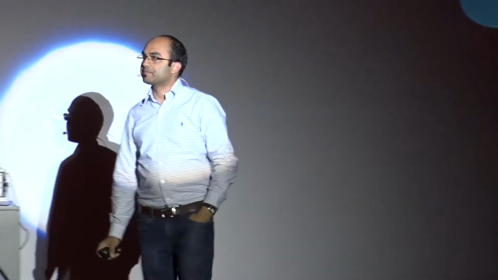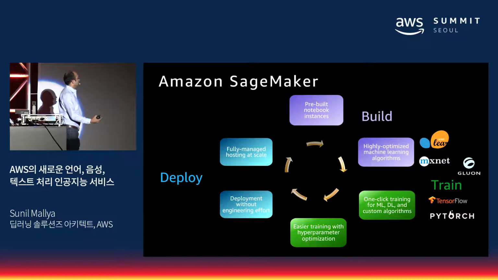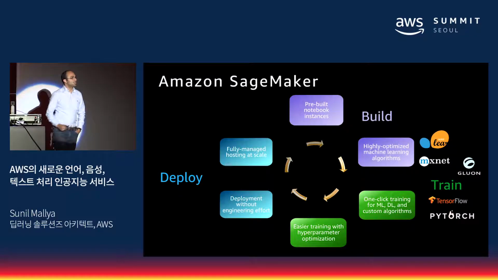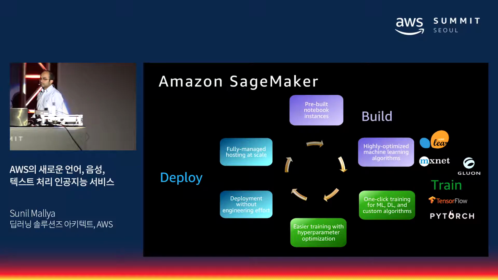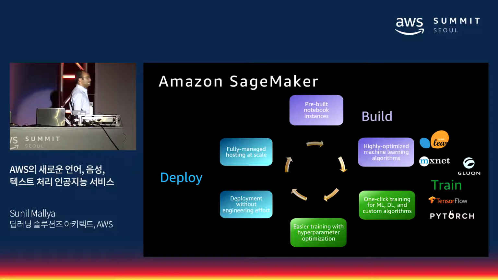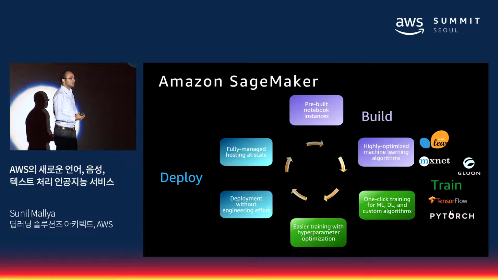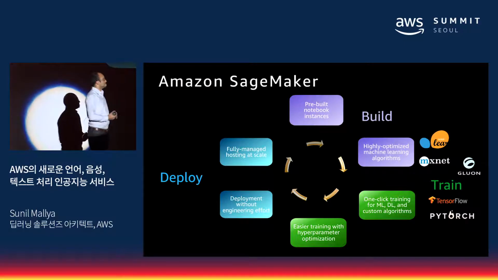So let's talk about Amazon SageMaker today. SageMaker allows you to build, train, and deploy your machine learning models. There are three distinct components to SageMaker. There's a part that allows you to host notebooks so that you can build your code and collaborate with other developers.